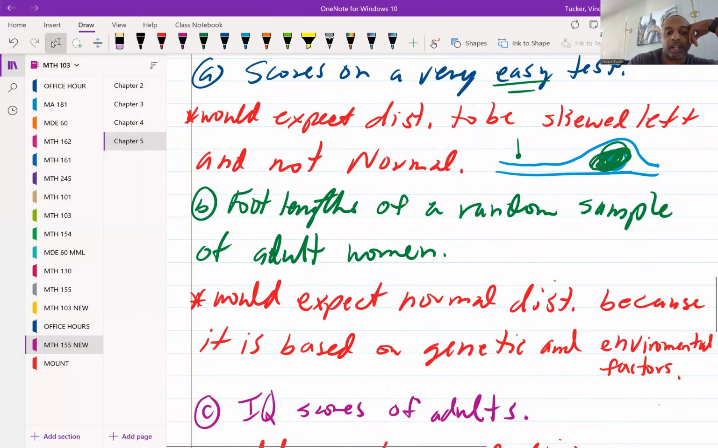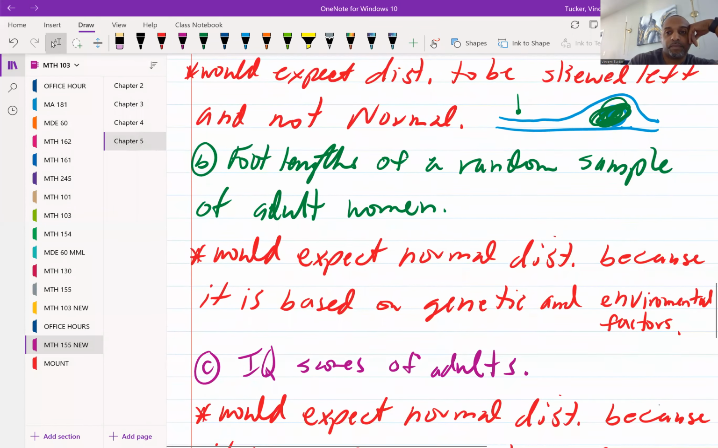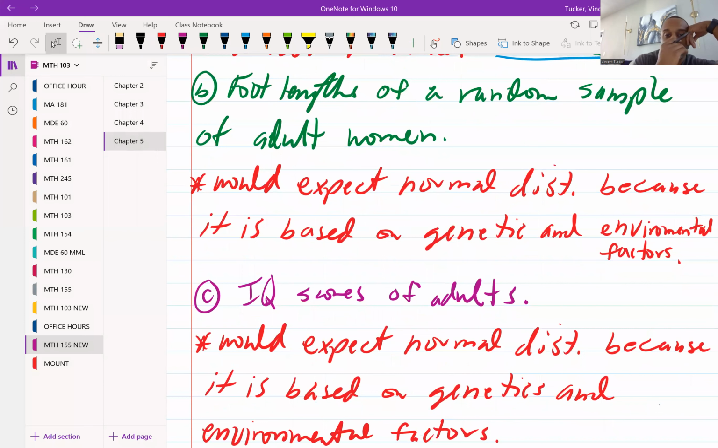All right, and then the last one, IQ scores of adults. Once again, we expect that to be normally distributed because it's based on genetics and environmental factors.